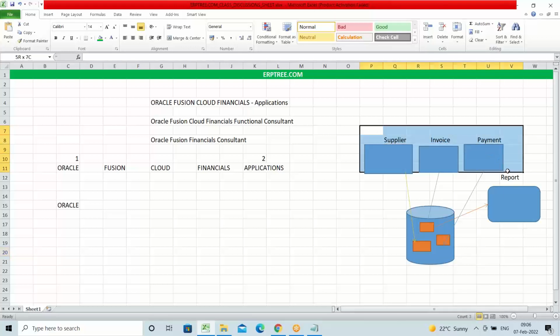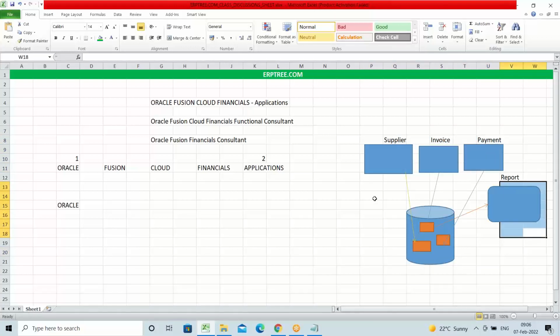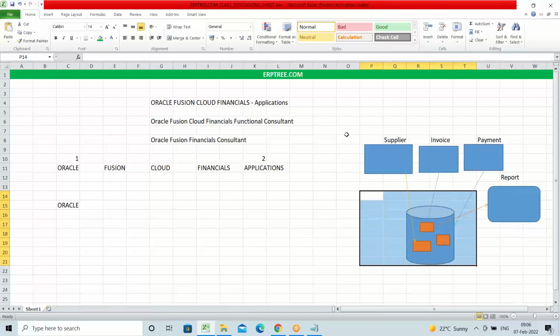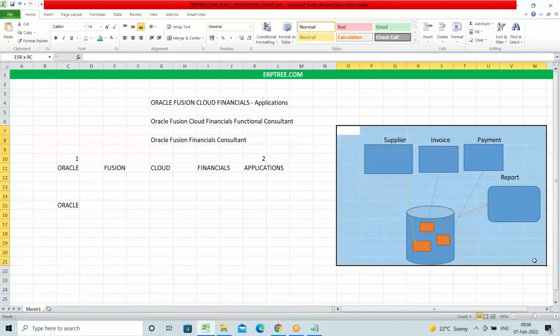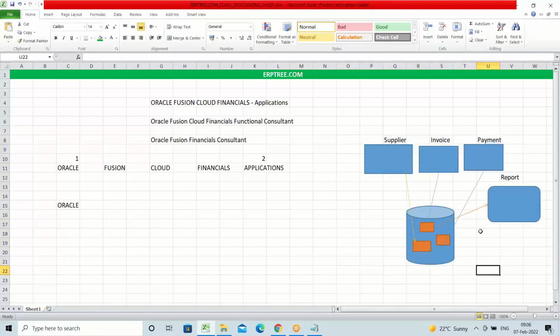Oracle is providing all these pages, all these reports, this database. We don't need to create anything. Whatever Oracle is providing, we can use it. If anything else is required by the client, that needs to be created by technical people. Say they need one more page as per their business, or one more report, that should be created by technical people.